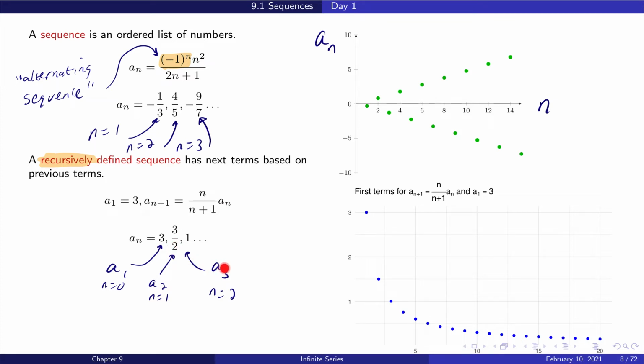To figure out a sub 3, if the subscript is 3, that means n is 2. I'm going to plug in 2 and 2 to get 2/3 is my fraction times the previous one. 2/3 times 3/2 is 1, etc., etc. A plot of this recursively defined sequence looks like this, and it looks like this one is always decreasing, and it also looks like it might have a finite limit. The first sequence oscillates back and forth and goes out to infinity. The second sequence, it looks like, converges to a certain number.